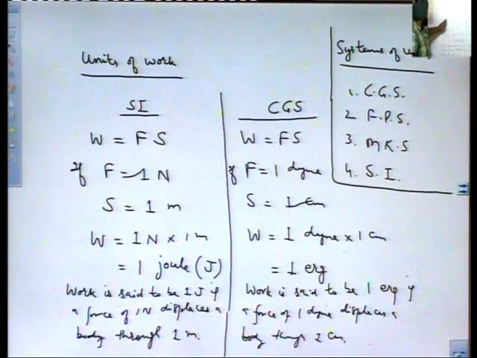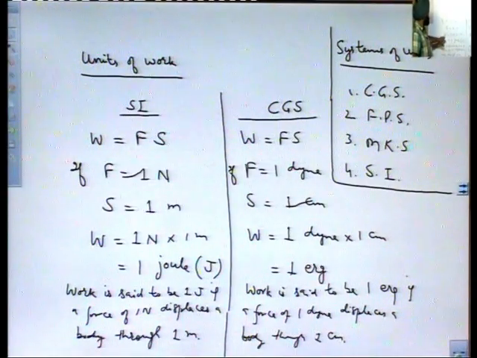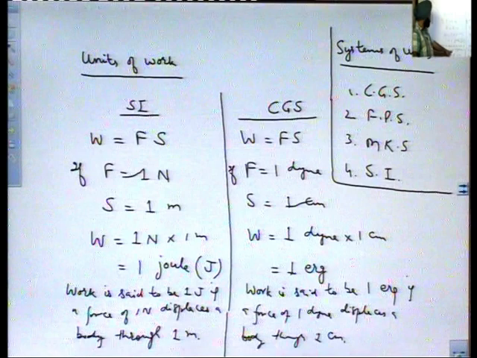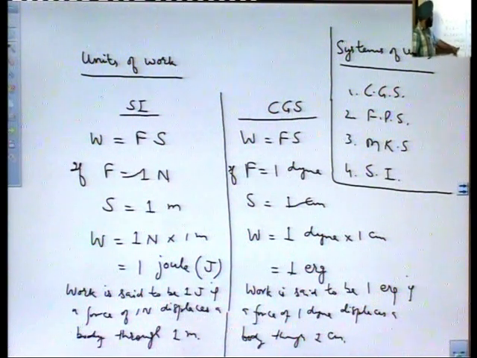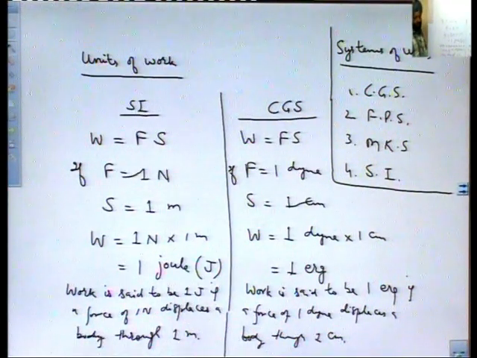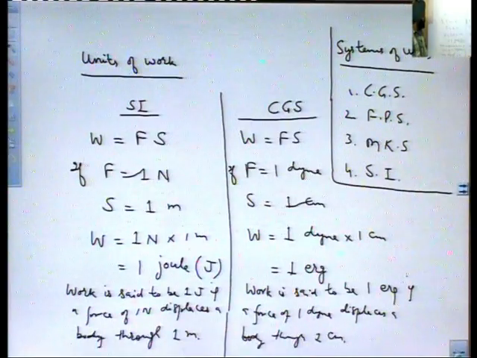So depending upon what are the units of force and what are the units of distance, we will have the units of work. So work has 2 units, Joule in SI and erg in CGS system. When we take 1 Newton and 1 meter, we say work is said to be 1 Joule. If we take force as 1 dyne and distance as 1 centimeter, then work is called 1 erg. So it is very important to note that there are 2 units, one in SI system and the other in CGS system.